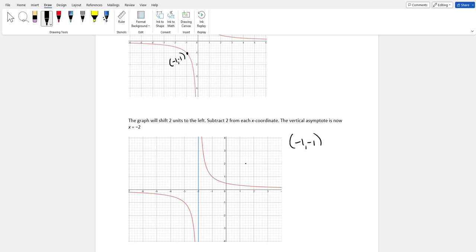That means we're going to subtract 2 from each of the x coordinates. These are my coordinates, the points that I just had on the graph. Remember, your coordinates are x, y. So we want to subtract 2 from the x coordinates. This gives me -3, -1, and -1, 1. So the point -1, -1 has now shifted to the point -3, -1, and the point 1, 1 has now shifted to -1, 1.